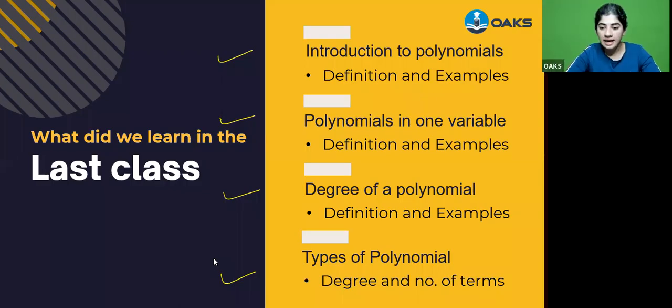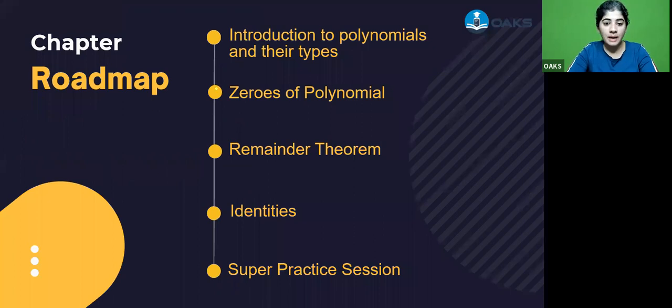So that was the entire thing that we covered in the last class. Introduction to polynomials, polynomials in one variable, degree of a polynomial, types of polynomial. Now we are moving forward. The chapter roadmap is like this. We did this thing in the last lecture. Now we are on zeros of a polynomial. After that, we'll go through the remainder theorem, and after that, identities. And after that, the last lecture is regarding a super practice session.